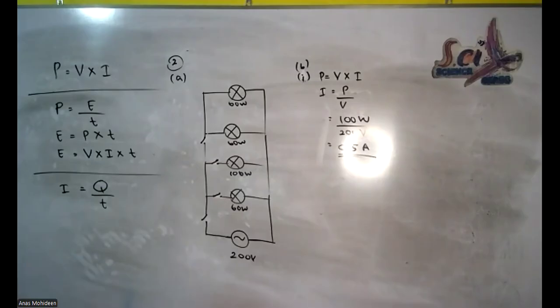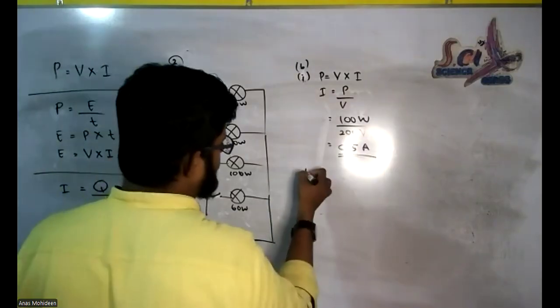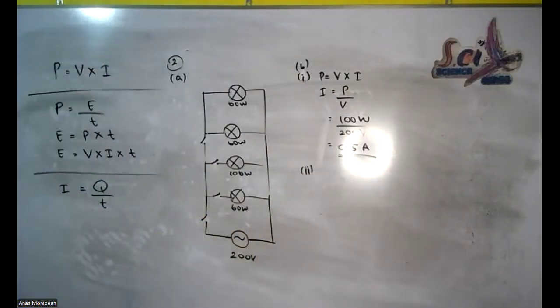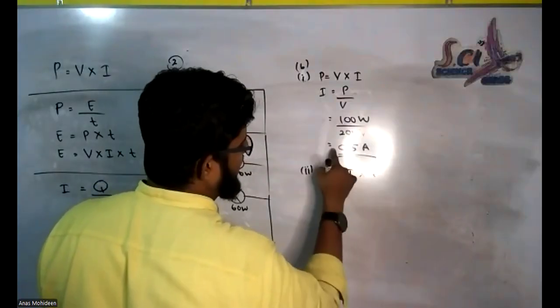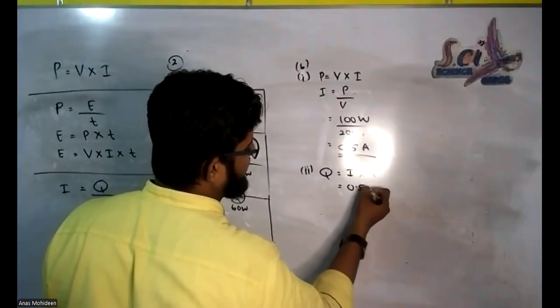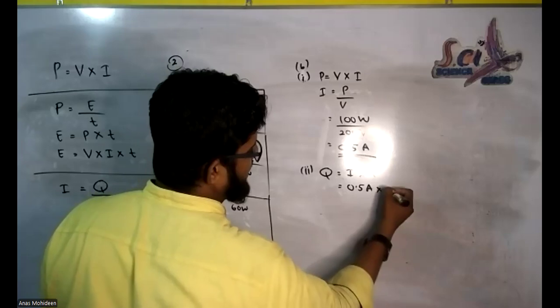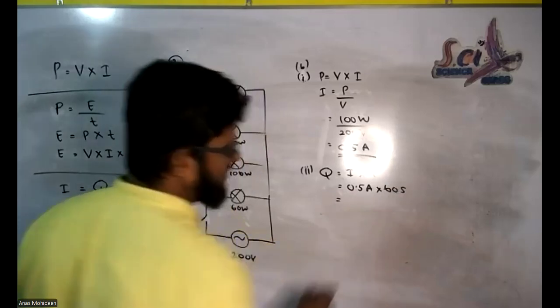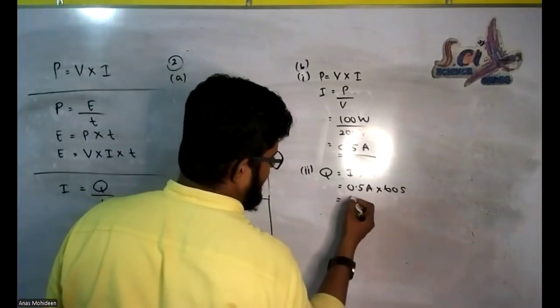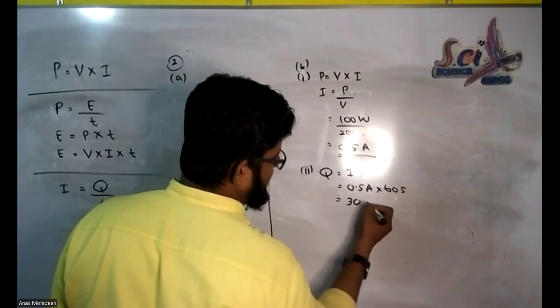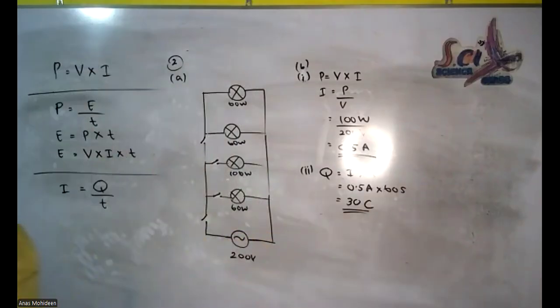The charge passing through the lamp in 1 minute. How do I find out the charge? I have already given you the equation. I equals Q over T. So Q equals I into T. Now I have the current. It is 0.5 ampere. Flowing in 1 minute means it should be 60 seconds. I can't apply 1 minute. That should be 60 seconds. So half of 60, it is 30. And charge is measured in coulombs. 30 coulombs.